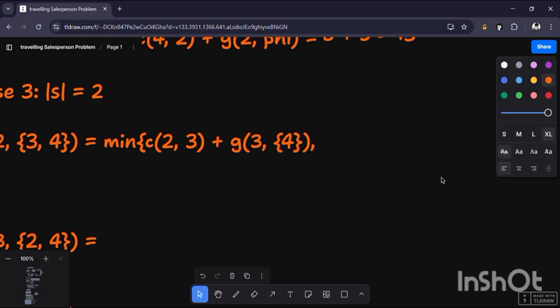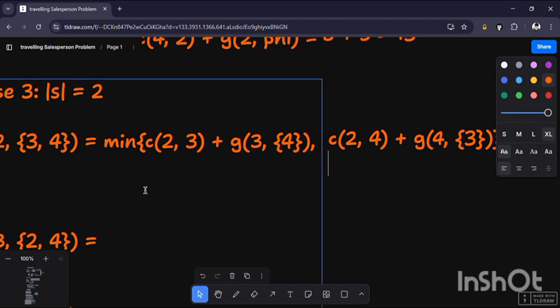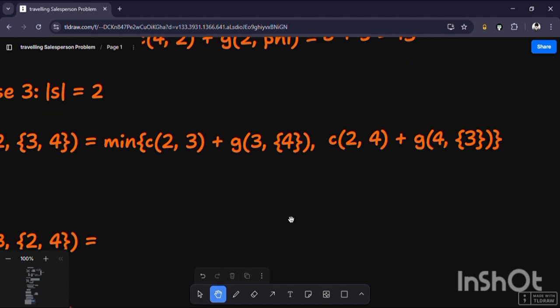Let me write here. Second path is c of 2 comma 4 plus g of 4 comma 3, right? This thing you have to calculate.